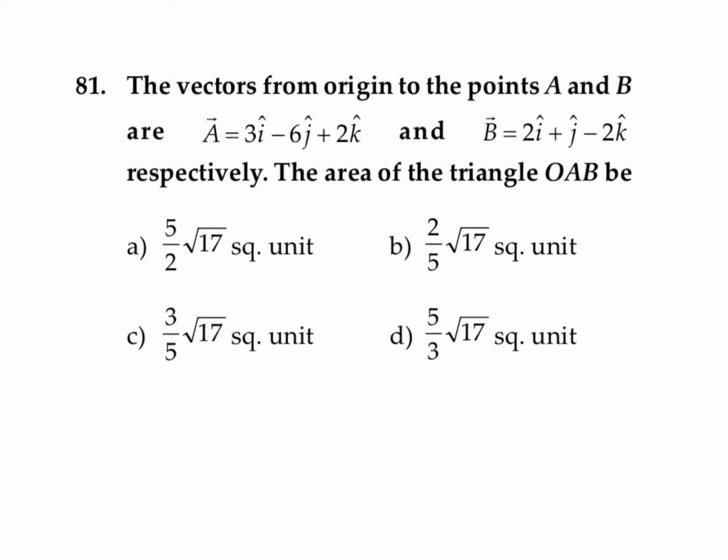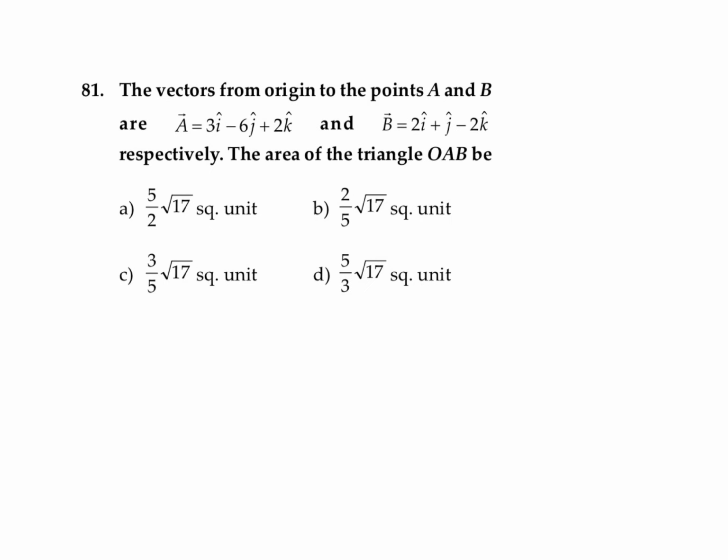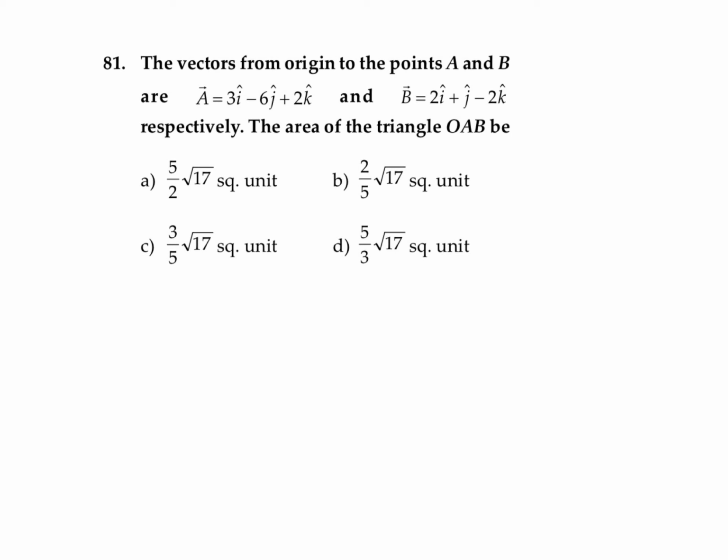And this question is given that the vectors from origin to the points A and B are mentioned over here. The area of triangle OAB is. So just try to understand the question. Let's say we are having a point A, another point, take it as B, and this is nothing but our OA vector, and this is AB vector, and this is our another vector, take it as OB vector. And our aim is to find out the value of area of triangle OAB.